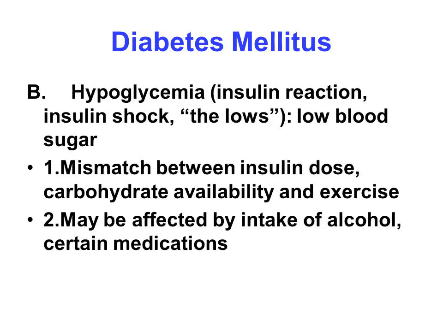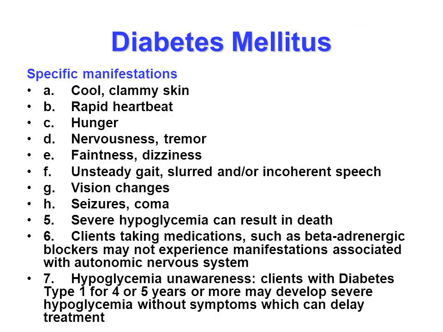Diabetes mellitus. B. Hypoglycemia, insulin reaction, insulin shock, the low blood sugar. 1. Mismatch between insulin dose, carbohydrate availability and exercise. 2. May be affected by intake of alcohol, certain medications. Diabetes mellitus specific manifestations: A. Cool, clammy skin. B. Rapid heartbeat. C. Hunger.